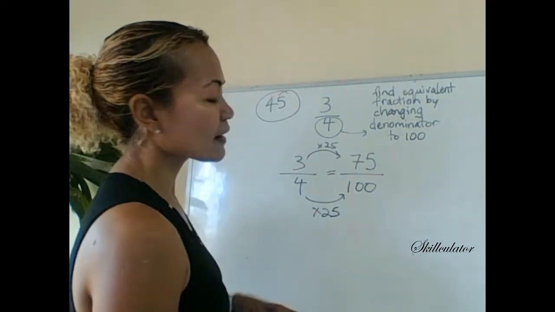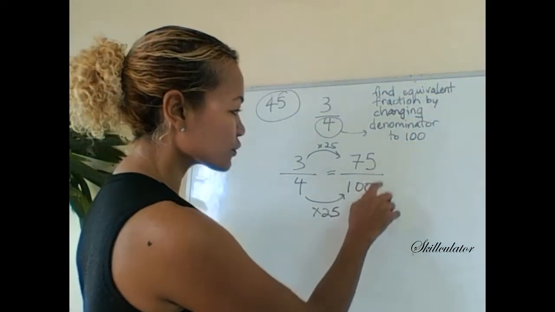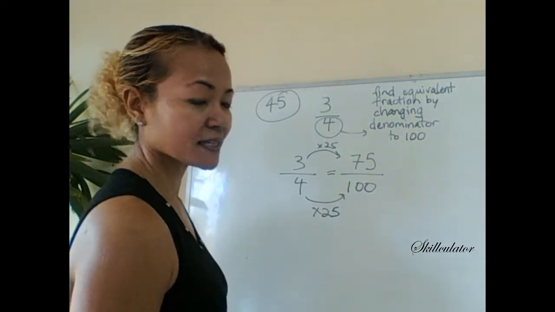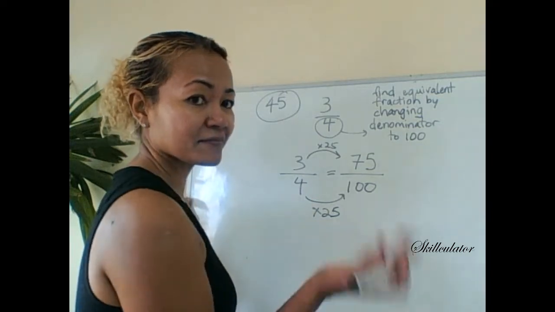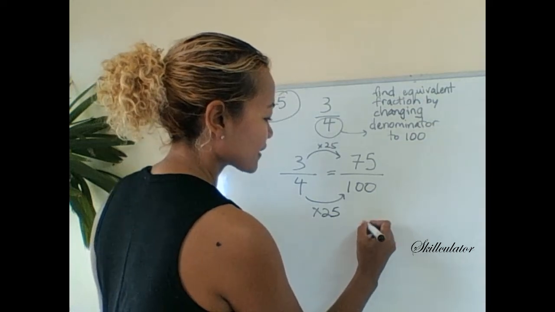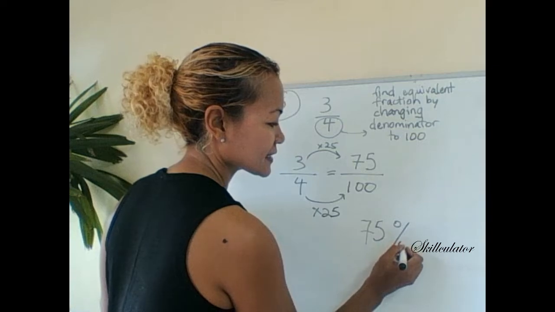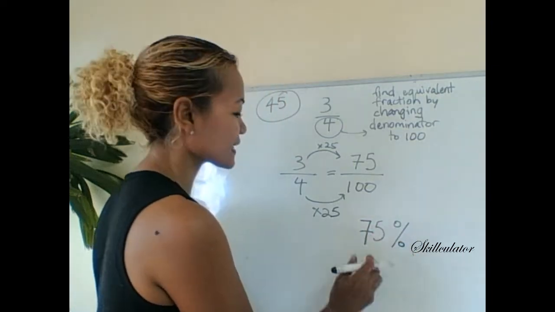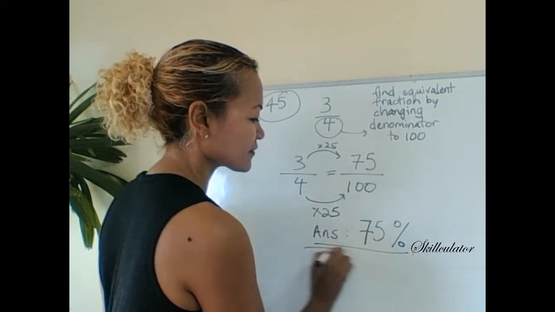And when you want to find the percentage, that is the number you will take out. Once you have it over 100, the number on top, the numerator, that is your percentage. Because percent means for every 100. So 75 is your answer. So 75%. Because it's asking for the percentage, I've given the percent sign here. The answer is 75%.